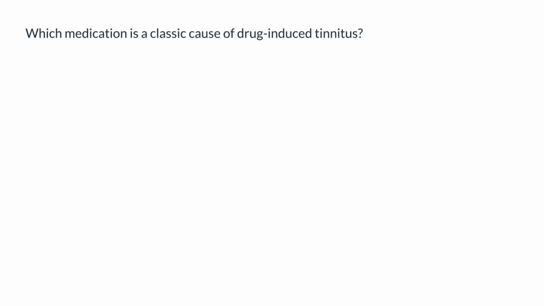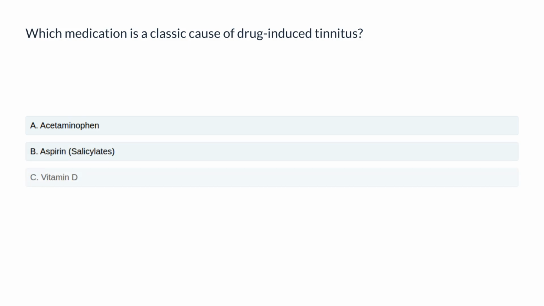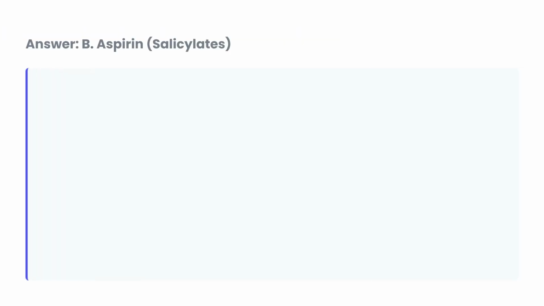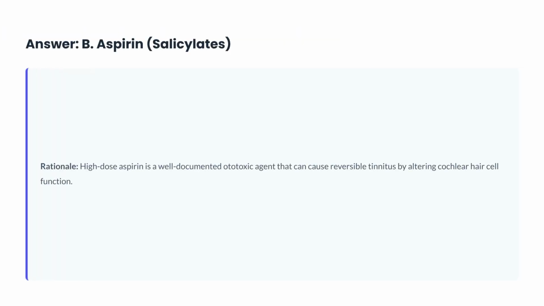Which medication is a classic cause of drug-induced tinnitus? A, acetaminophen, B, aspirin, salicylates, C, vitamin D, or D, insulin. The correct option is B, aspirin, salicylates. High-dose aspirin is a well-documented ototoxic agent that can cause reversible tinnitus by altering cochlear hair cell function.